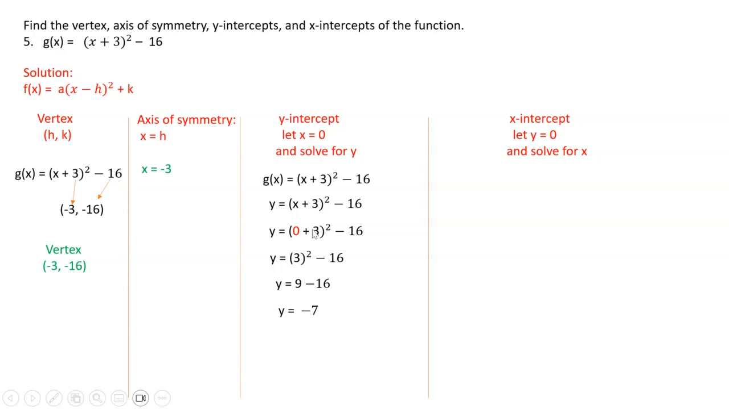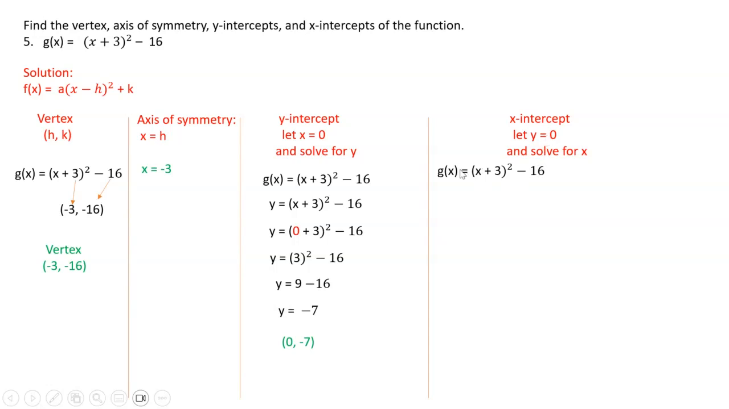For example, we can go here to the beginning. If x is 0, wouldn't it just be 3? 3 squared is 9. 9 minus 16 is negative 7. You can do all that without doing other work, but this is to show you how to get the answer by doing work. Now for the x-intercepts, there's no easy way about it. That one, you actually have to do all the work.